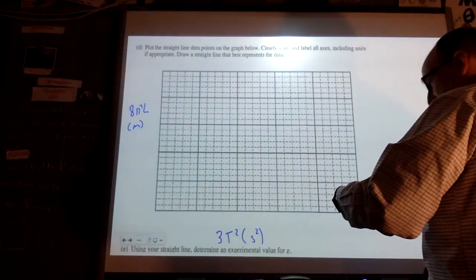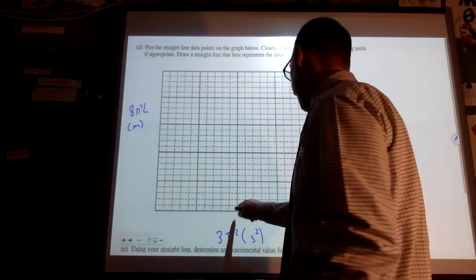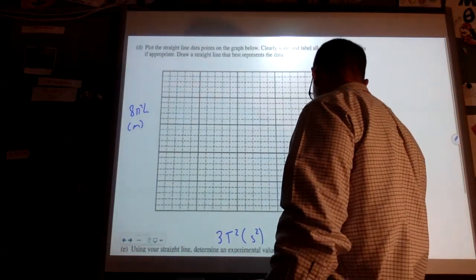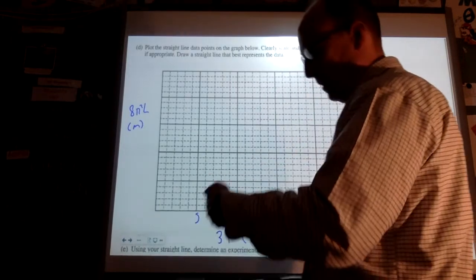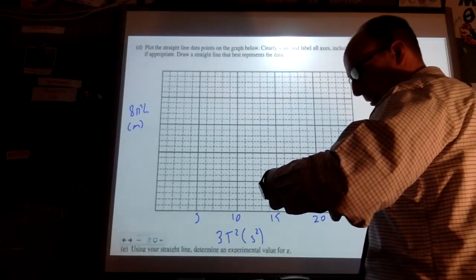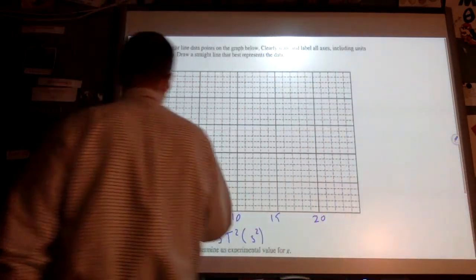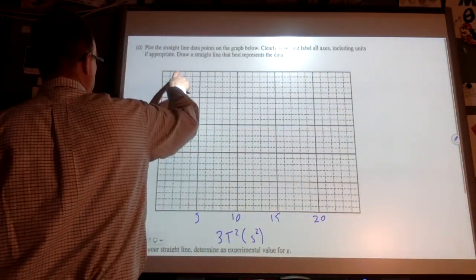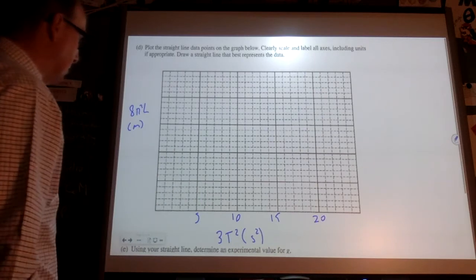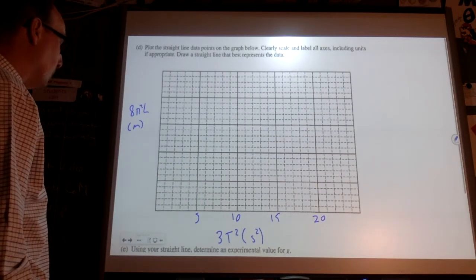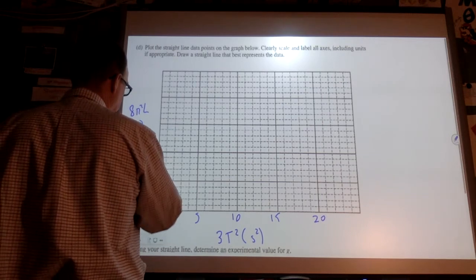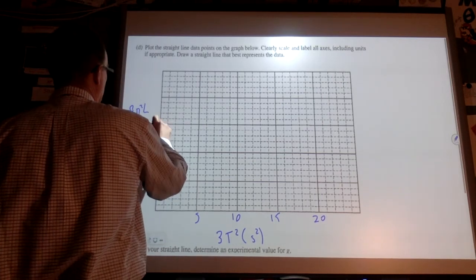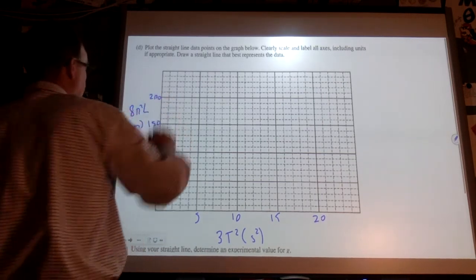All right, so 3t squared goes up to 20, so 5, 10, 15, 20. Don't write every line. Every fifth one's bold. Our length goes from 0 to 200. I have 1, 2, 3, 4, 5. So I could make them 40. I'm just going to make them 50. So I'm still using most of the graph, but I'm making it the easiest divisions for myself.